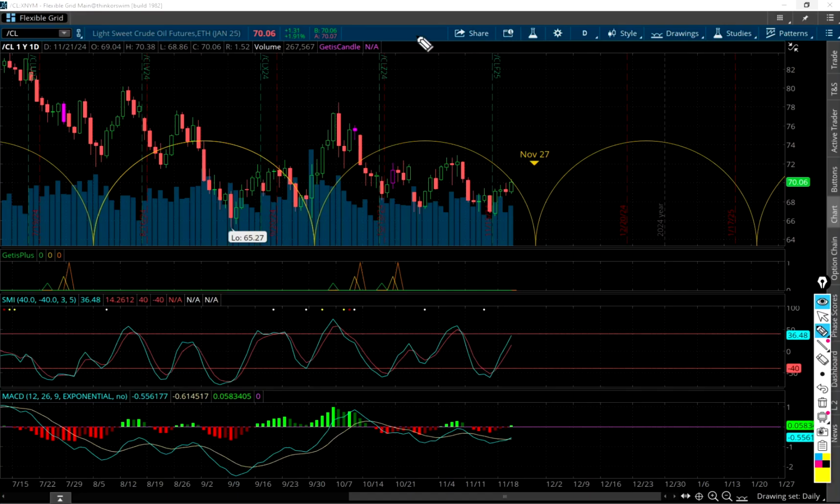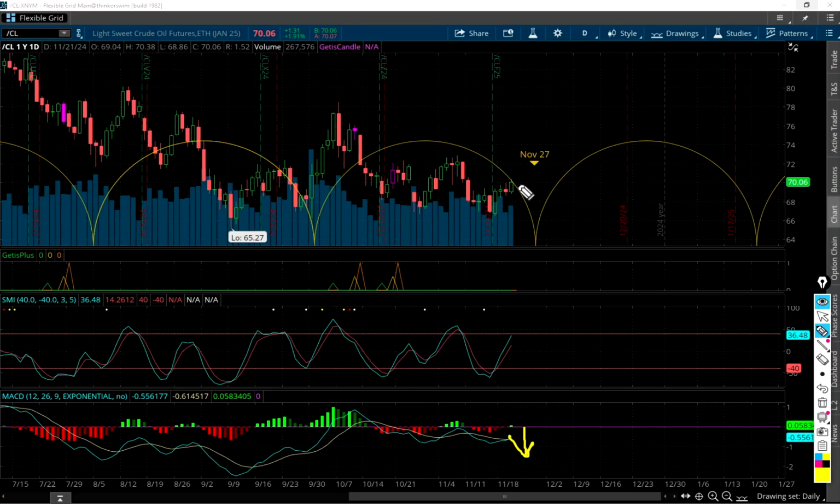I don't trust crude oil long. I don't trust it long. I don't like it long. It's still in negative territory here. Yes, it's trying to do the bouncy bounce thing. I just don't trust it. I don't think long's the way to go here. I think it's a wait and see.